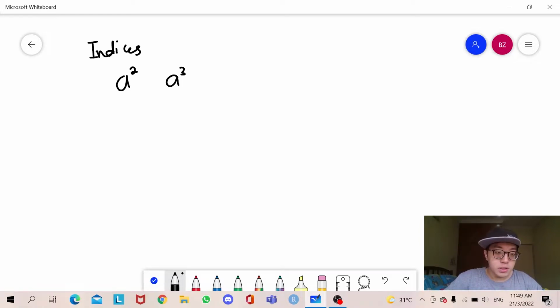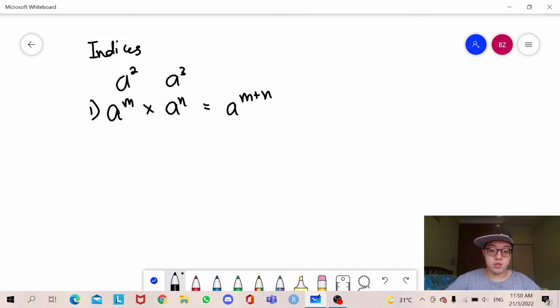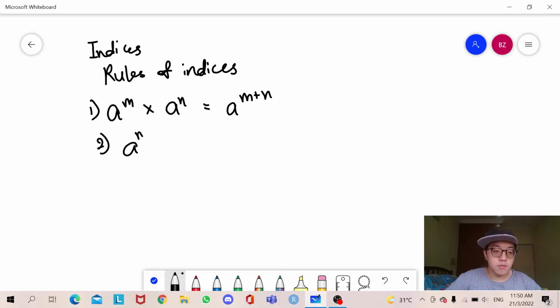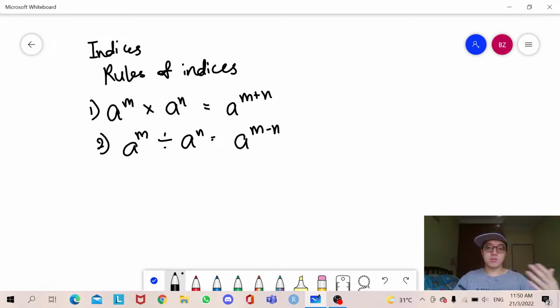The first rule is when a to the power of m is multiplied with a to the power of n, we can simplify it as a to the power of m plus n. No proof required, this is the rules of indices. I'm just going to write here the rules of indices. The second one is when a to the power of m is divided by a to the power of n, it's equivalent to a to the power of m minus n. These are the normal and simple ones that you will need to know.